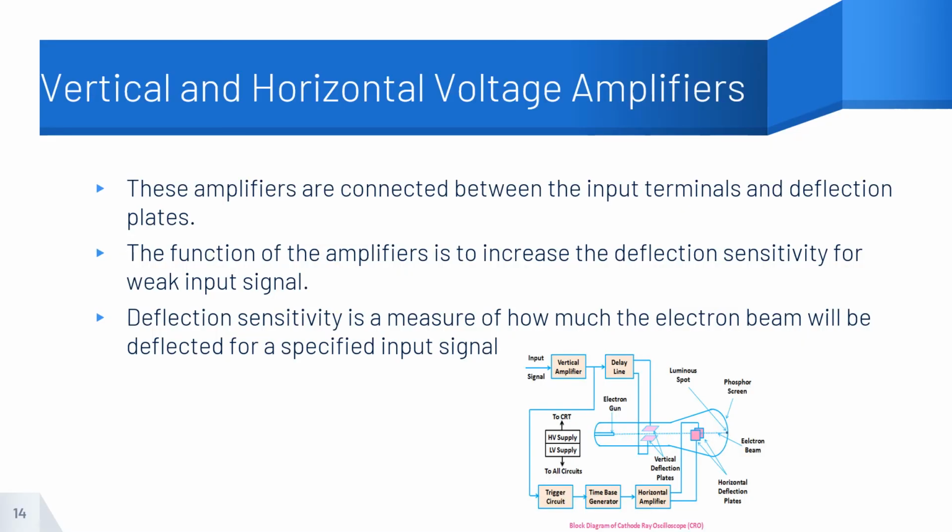Now let us see the function of the vertical and horizontal voltage amplifiers. This is a vertical amplifier, this is a horizontal amplifier. These amplifiers are connected between the input terminals and deflection plates. The function of the amplifier is to increase the deflection sensitivity for weak input signals. Deflection sensitivity is a measure of how much the electron beam will be deflected for a specified input signal.